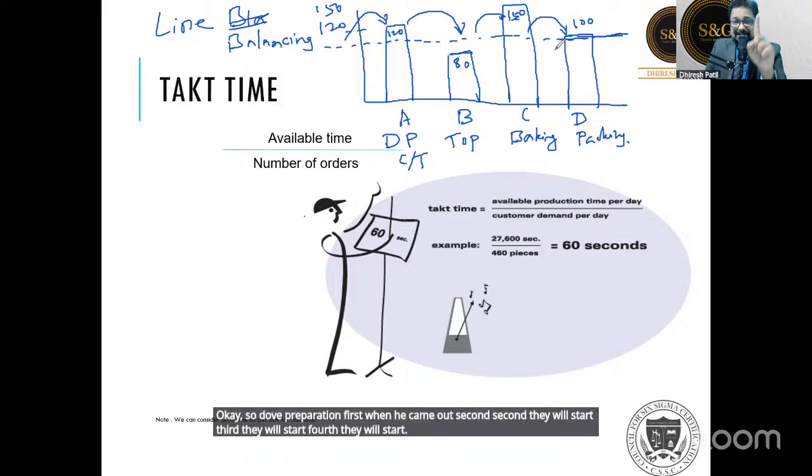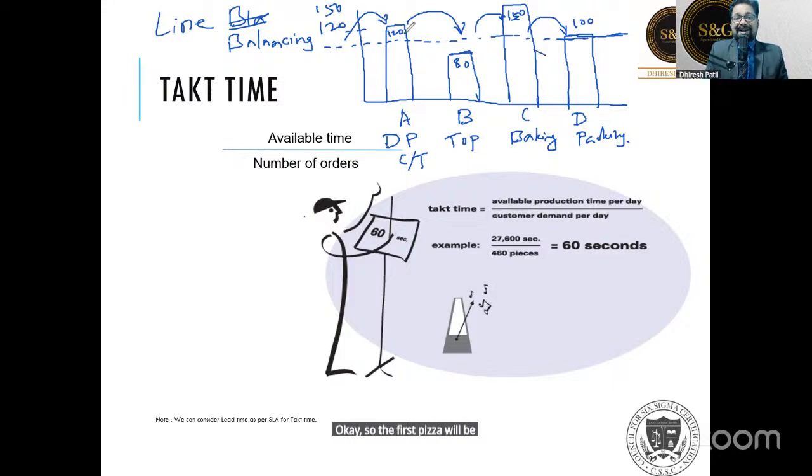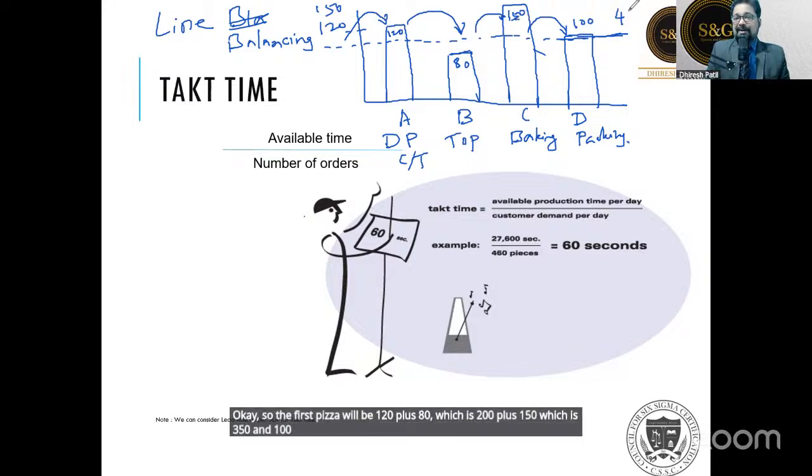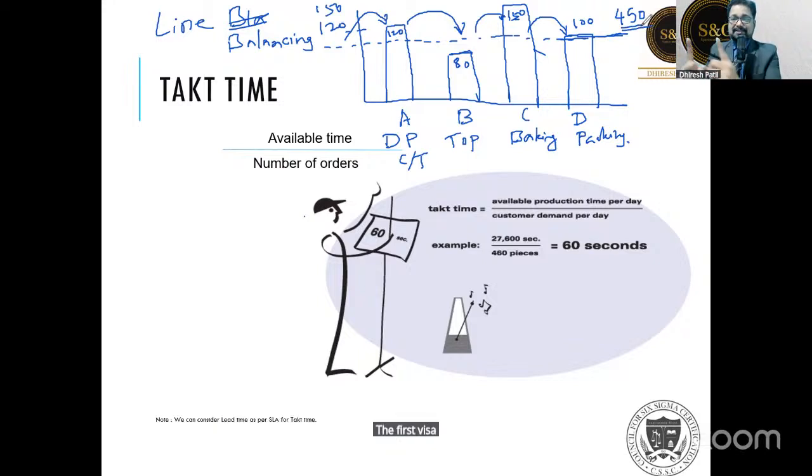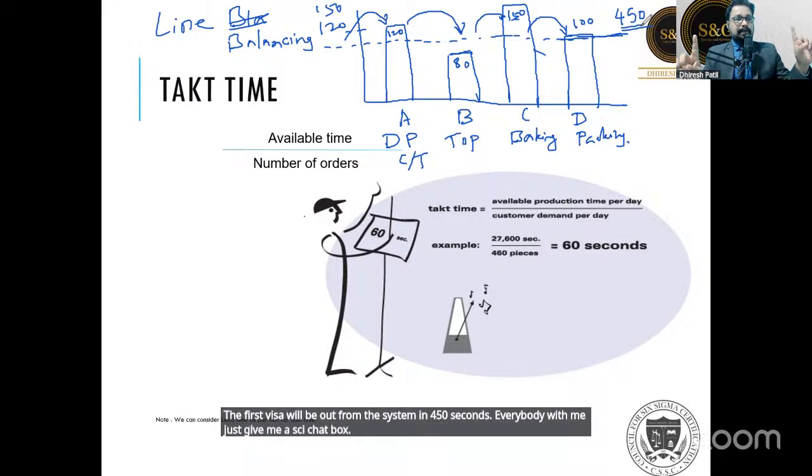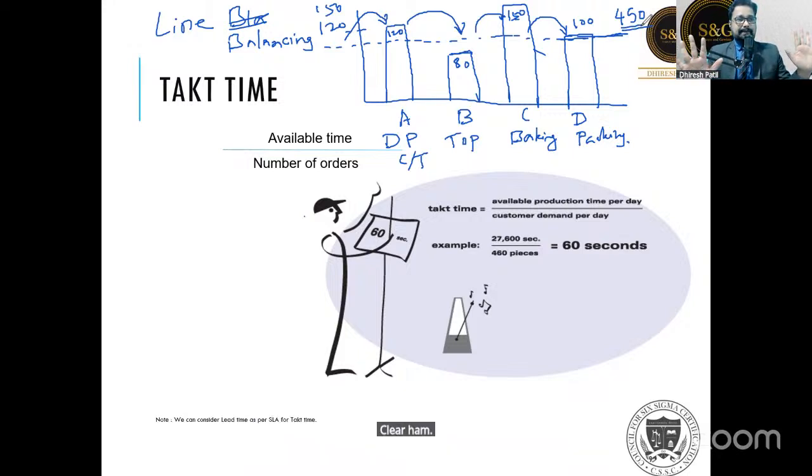Okay. So the first pizza will be 120 plus 80, which is 200, plus 150, which is 350, and 100. So the first pizza will be out in 450 seconds. Everybody with me? Just give me yes in the chat box. The first pizza will be out from the system in 450 seconds. Any doubt? First pizza will be out in 450 seconds. Correct? Simple. Process A plus B plus C plus D.